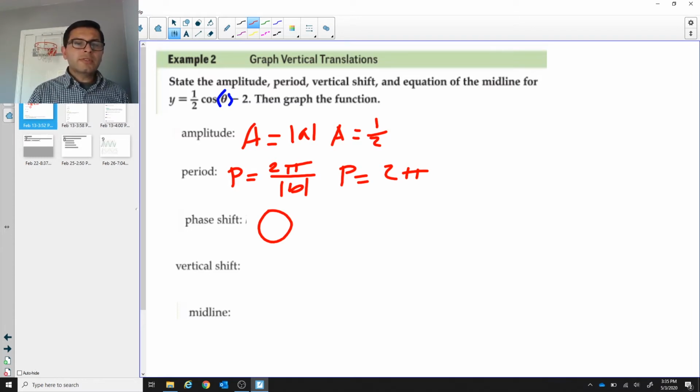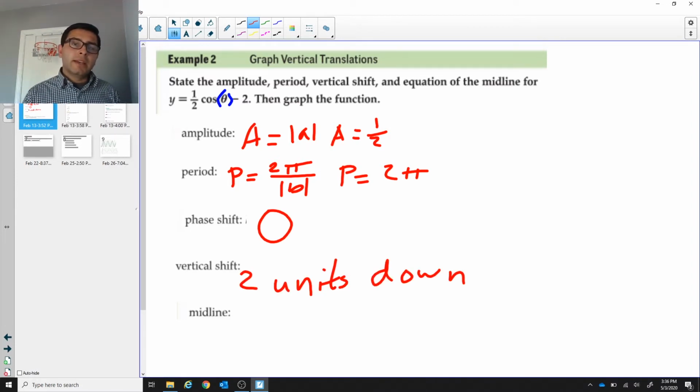Now the vertical shift is a little bit different. We see -2 on the outside. Now with the phase shift, it's the opposite of whatever we see. So if we see +2, we're going to the left, and if we see -2, we're going to the right. But with the vertical shift, and this is why it's even easier than the phase shift, it's just whatever you see. So if you see -2, that means it's going 2 units down. So vertical shift will say 2 units down.